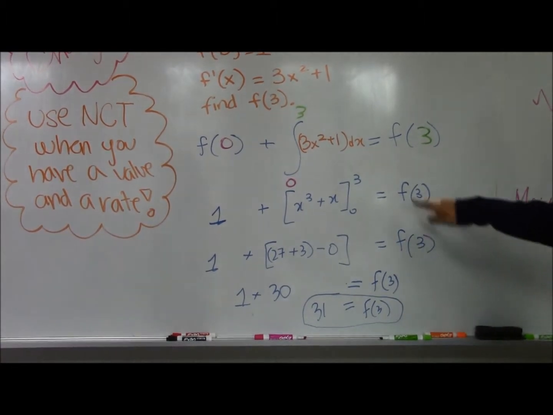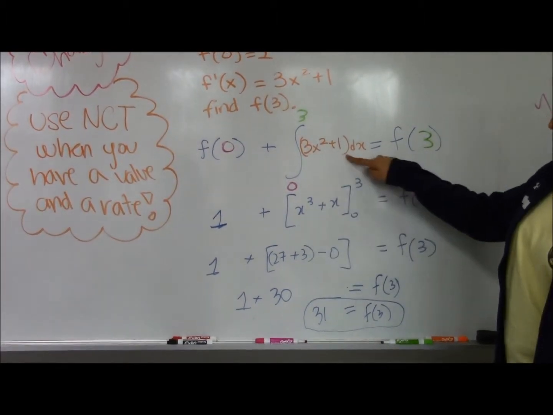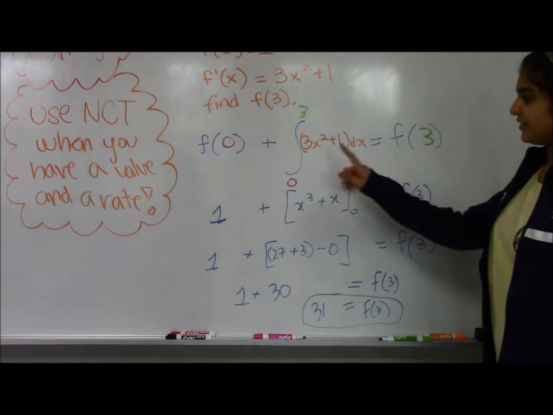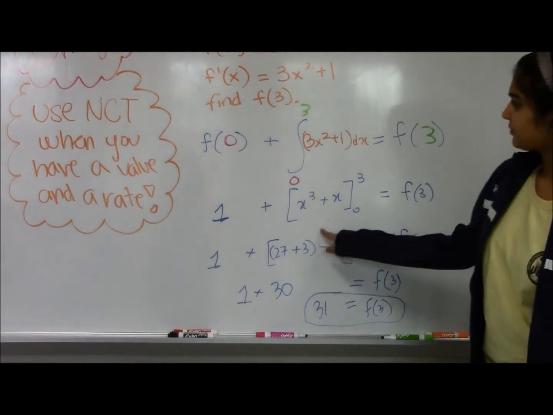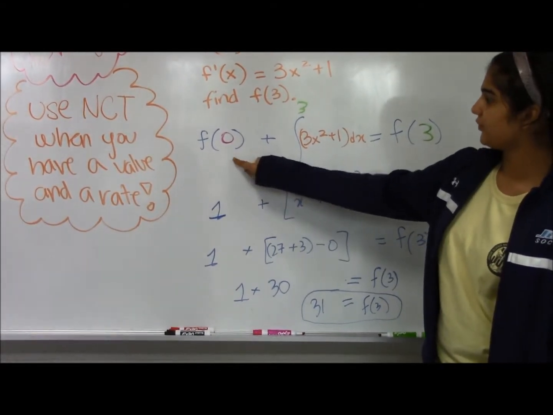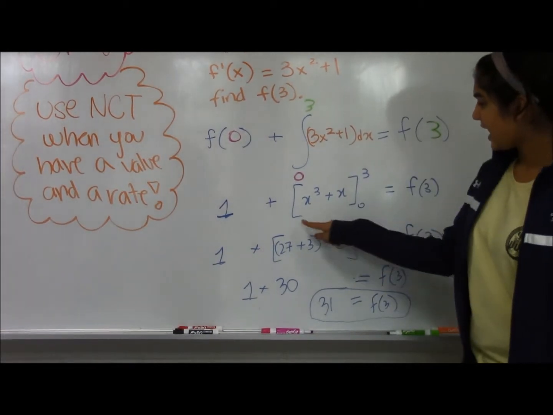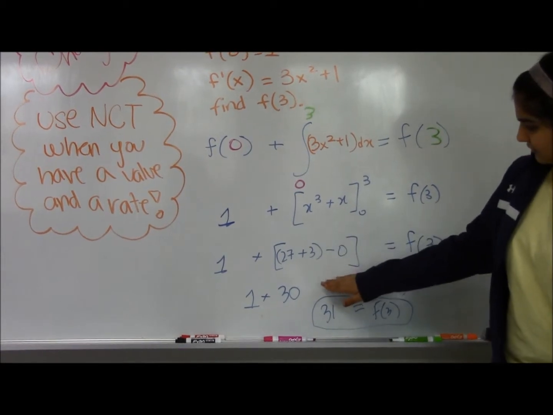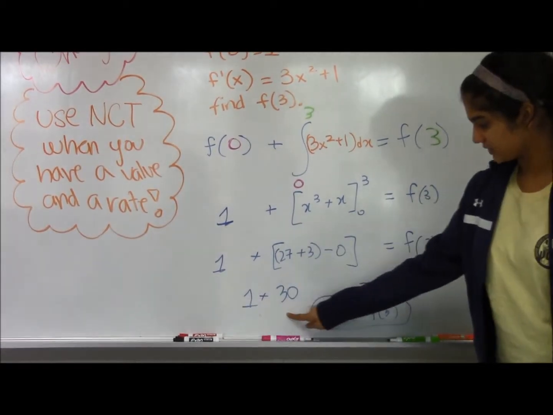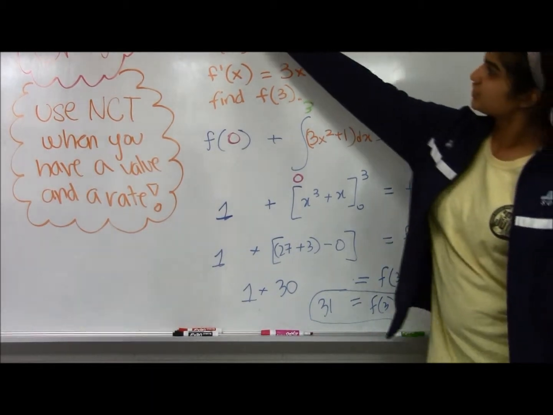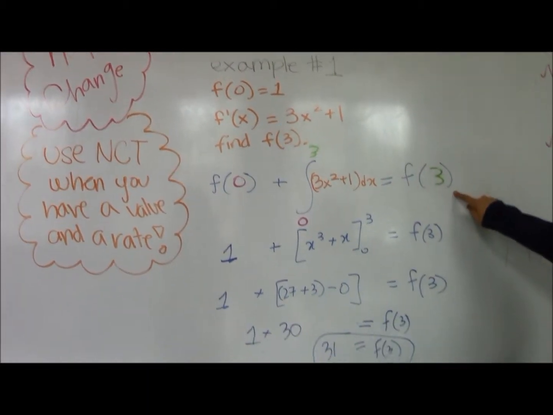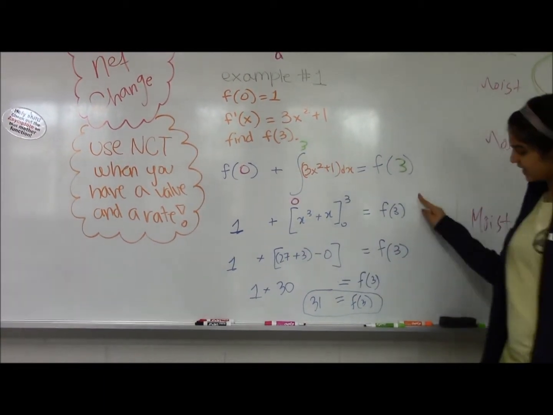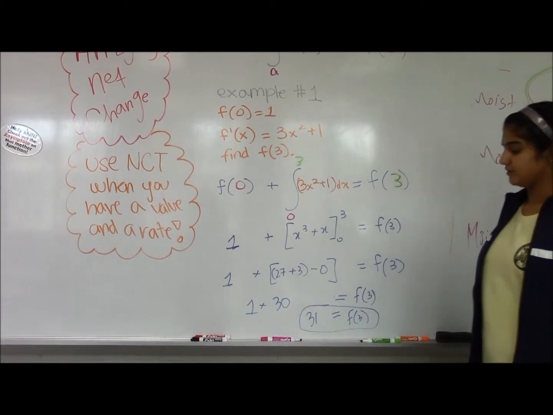The way I did this is that I found the antiderivative of 3x squared plus 1 using the rules of antiderivatives. And I substituted 1 for f of 0 because it was given to us, and then I plugged in 3, anti-derived it normally, and I got 30. Then I did 1 plus 30 because you have to add the original value in the formula, and I wanted to find f of 3 because that was what the instruction said, and it equals 31.